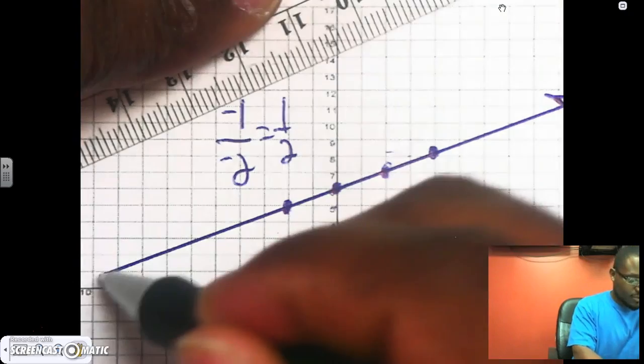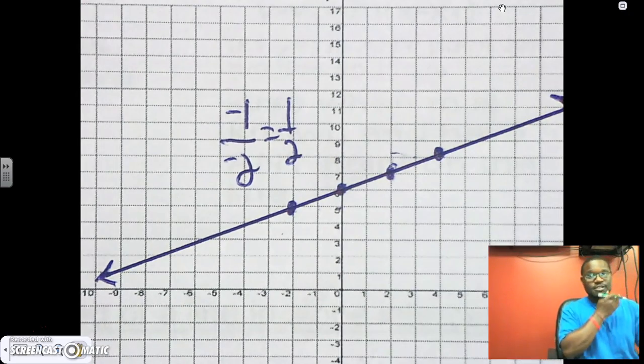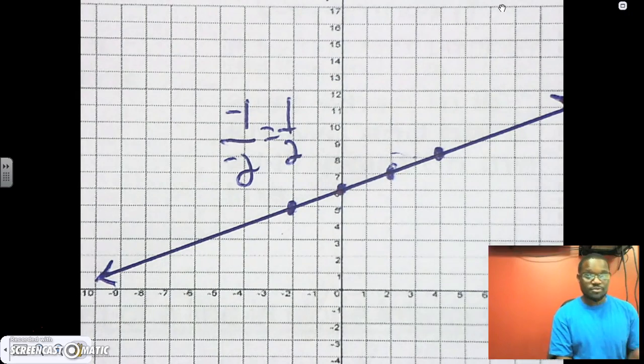So I draw my line through those points. And remember, you only need 2 points, but I just want to show you that if you can keep going with the slope, you get a more perfect line.